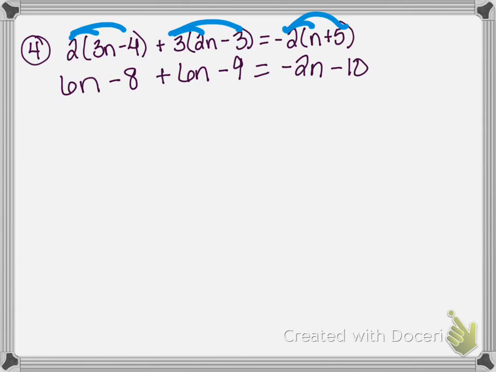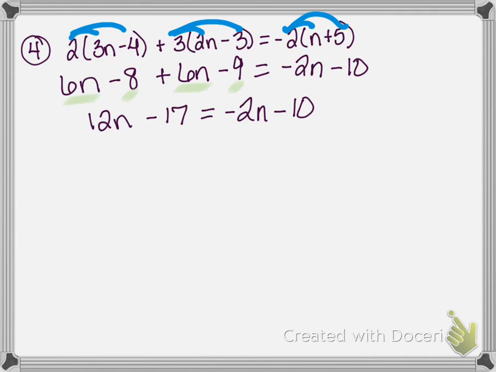Okay? Now we're going to combine our like terms. I have 6n and 6n, so that gives me 12n. Then I have negative 8 and negative 9. That's going to give me negative 17. And that equals negative 2n minus 10.